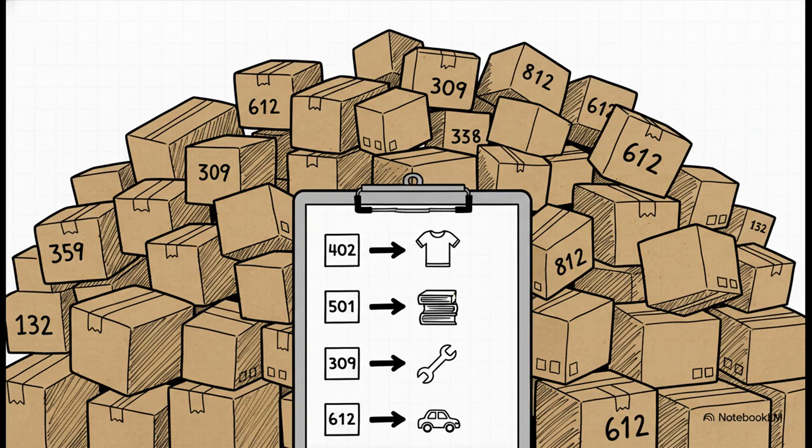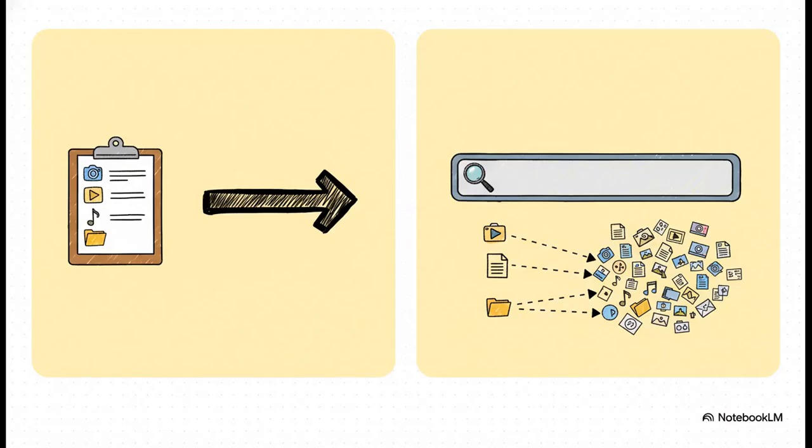Now for our third strategy, this time you actually leave the messy attic just as it is, but you create a master list, a kind of table of contents. You don't move the boxes, you just write down what's in each one. Box 402 has clothes, box 501 has books, and so on. This master list is what we call an index.